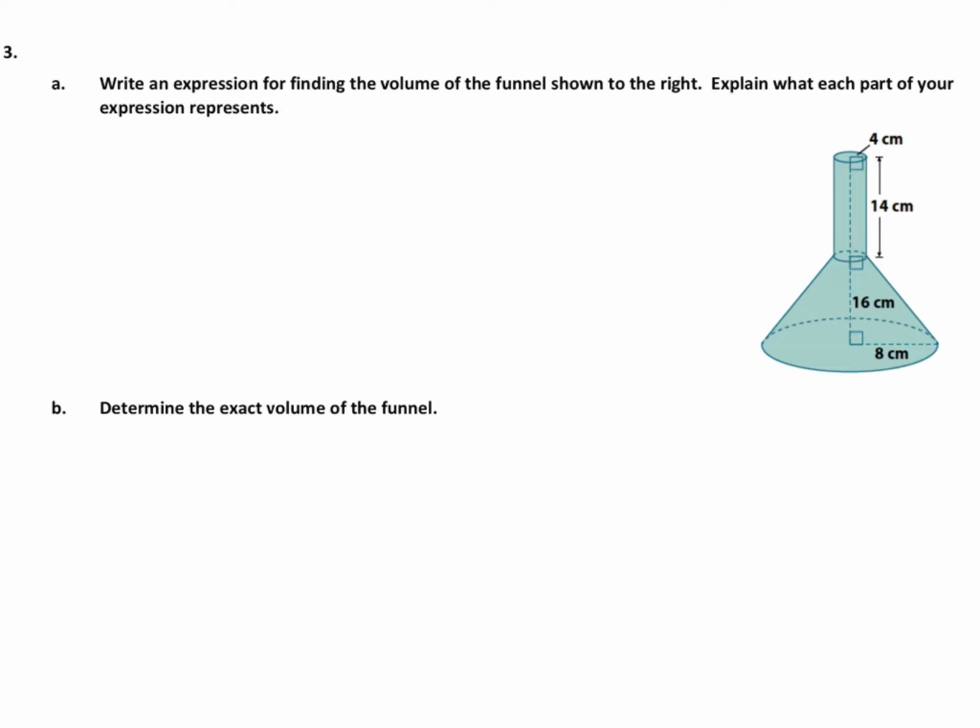The volume of the cylinder is pi r squared times height. In this case, the radius is 4 and the height is 14. So this is the radius, and this piece is the height, and this is all for the cylinder. Then we need to add the volume for the truncated cone.